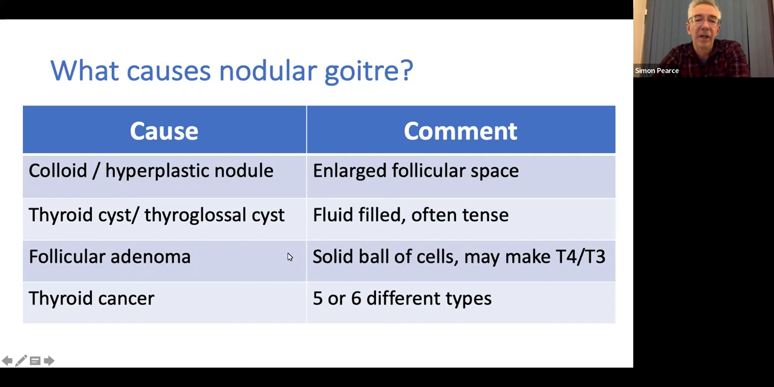Also follicular adenoma, which instead of being filled with colloid is more like a solid ball of cells. It probably does contain some colloid. And occasionally follicular adenoma can make thyroxine, and that would be a so-called autonomously functioning nodule. It's an area of the thyroid gland that's overactive, a little benign tumor making extra thyroid hormones. And then thyroid cancer, and we'll come on to that. There are 5 or 6 different types of thyroid cancer, which we can talk about.